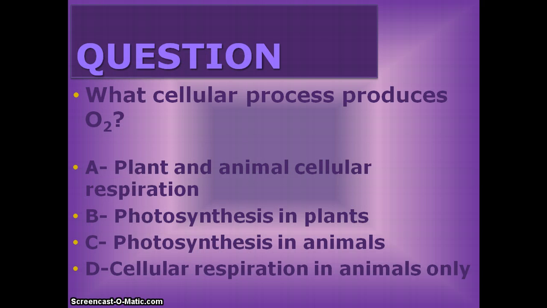Alright, so another question. What cellular process produces O2, which is oxygen? Photosynthesis in plants does. For A, plants and animals both go through cellular respiration, but cellular respiration produces carbon dioxide. Animals do not photosynthesize, and both plants and animals go through cellular respiration.